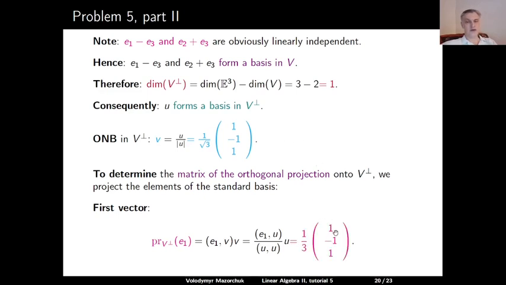The vector U is 1, minus 1, 1. The scalar product of U with itself is 3, we saw it here. And then the scalar product between E1 and U is 1 plus 0 plus 0, it's 1. So the outcome of the projection of E1 onto the orthogonal complement is 1/3 times 1, minus 1, 1.